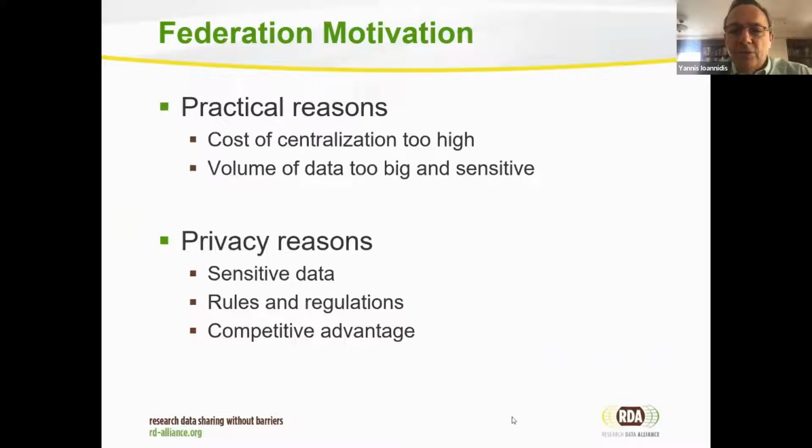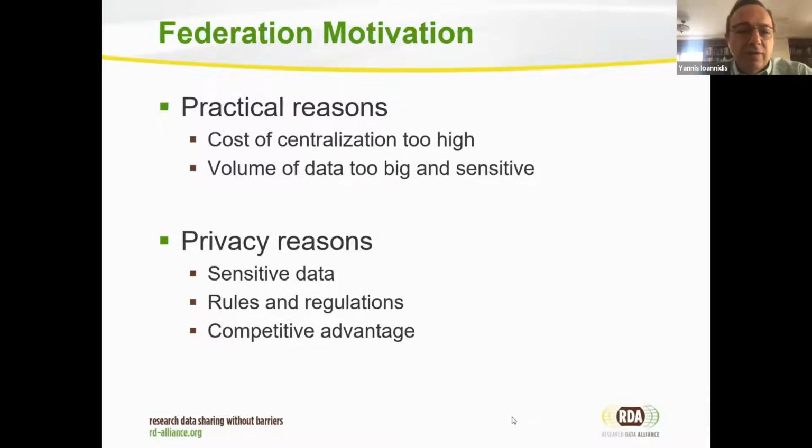Very quick motivation. Why federation, not centralized? This should be motherhood, but there are many practical reasons. The cost of centralization is too high, and the data is so much that the volume is too big to put in one place. And we need to capitalize on a participatory model and all the investments that have been done for the data and the modules and so on, to be where they have been first invented.